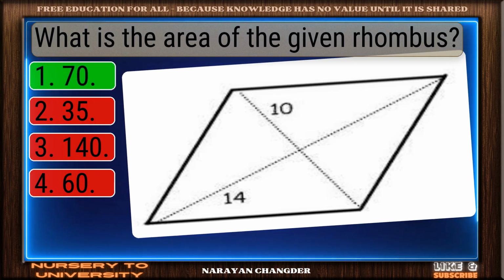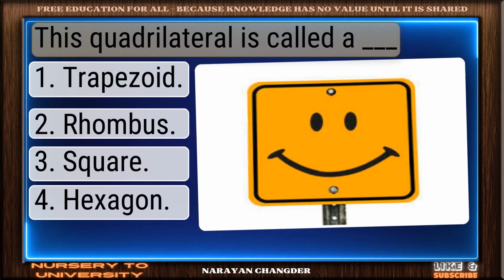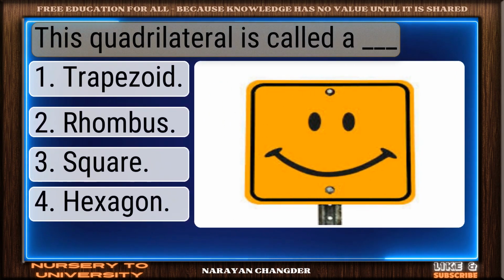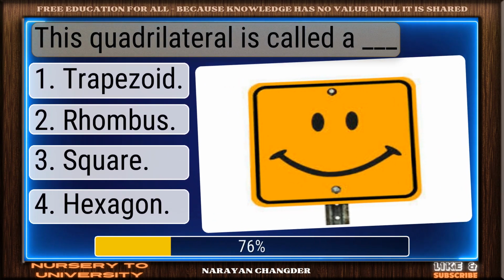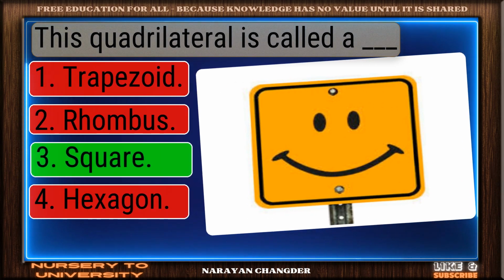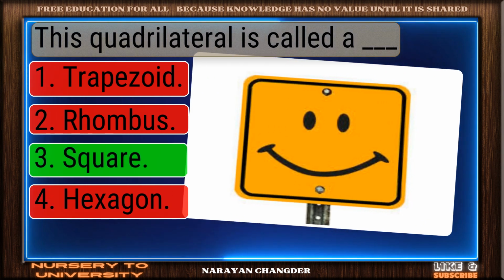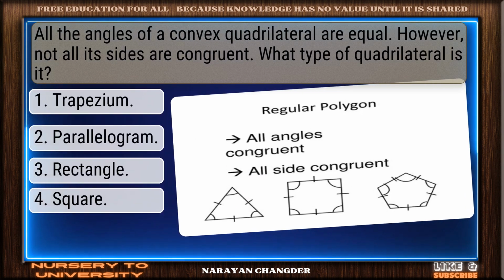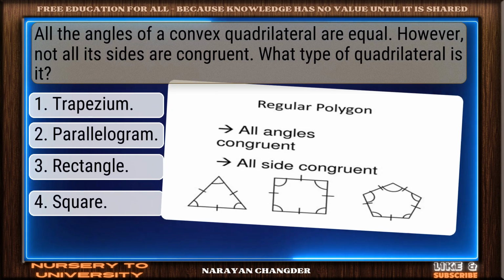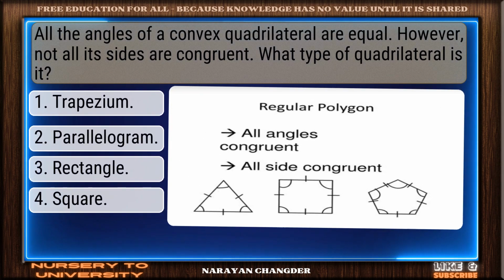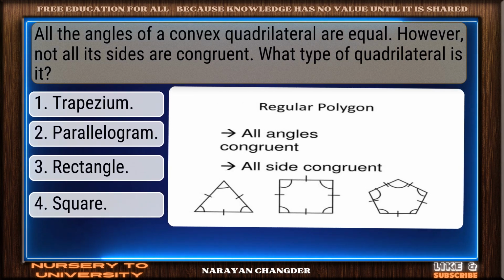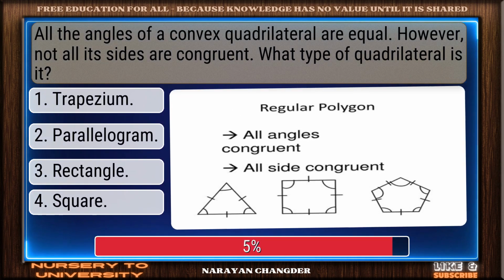Well reasoned. 70 is the correct choice. Question number 30. This quadrilateral is called a dash. Good job. Your answer square works well here. Question number 31. All the angles of a convex quadrilateral are equal. However, not all its sides are congruent. What type of quadrilateral is it?